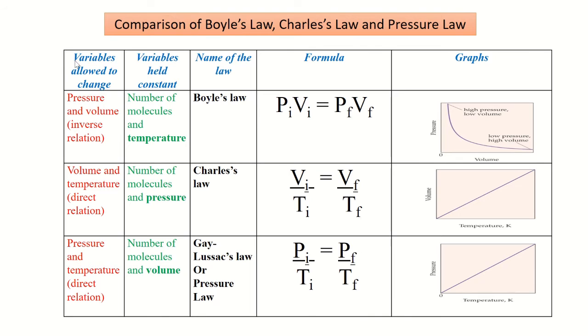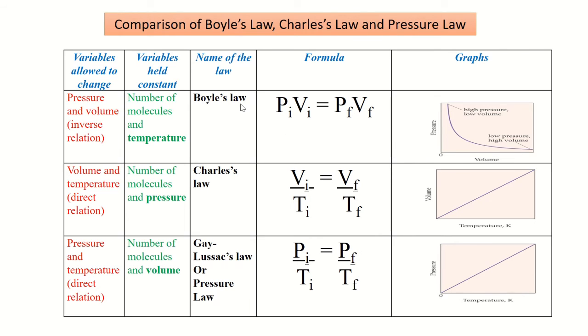So here in the first column, variables allowed to be changed. This is the parameter which is changing in the law. Variables held constant. In this column, this is the parameter of the law which is not changing, which is constant. And here this is the name of the law, this is the formula for the law, and this is the graph for that particular law. So we can start from Boyle's law.